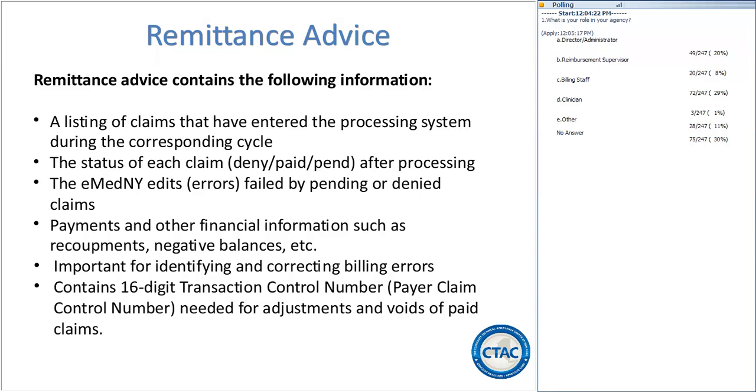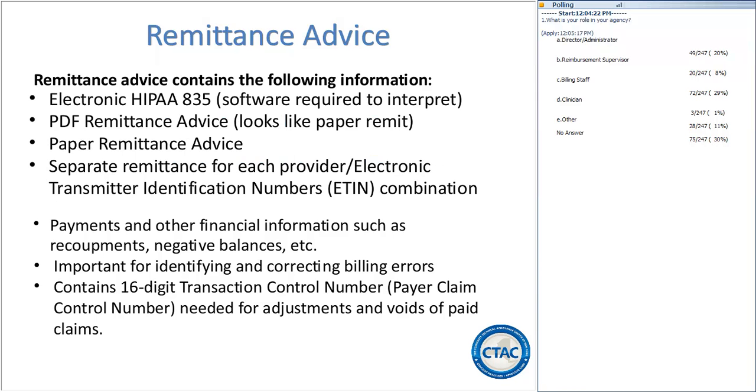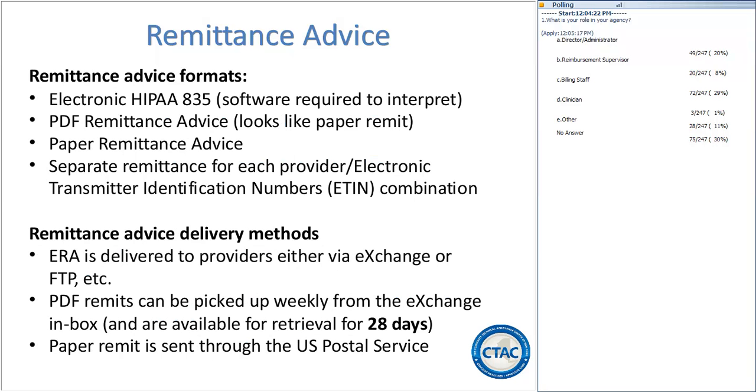So your remittance advice comes to you in a couple of different formats. You can receive your remittance statement either through a HIPAA-compliant electronic 835 file. That remittance format needs software in order to interpret it. So that might be software that you have on your computer. It might be software that your clearinghouse uses or your software vendor has available to put the information into some kind of format that you can read and understand.